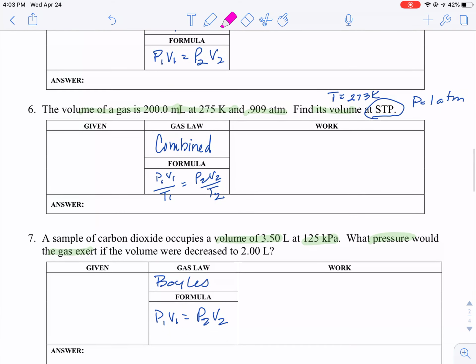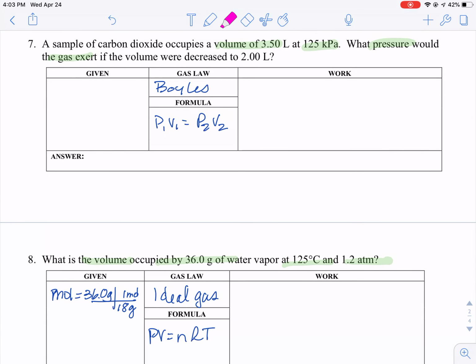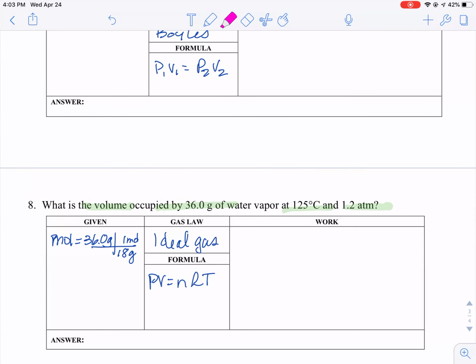Number 6, pressure and volume and temperature. Notice it says STP. What did we decide STP was? Standard temperature is 273, standard pressure is 1 atmosphere. Okay, so this is combined gas law. Number 7, pressure and volume again, Boyle's. And 18 gives us grams of water. We can change that to moles and then use the ideal gas law to calculate the volume.